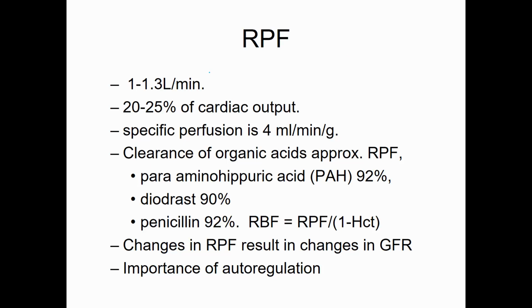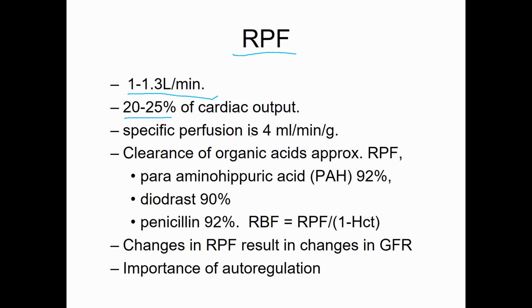So we need to start out with the renal plasma flow. We're going to have blood entering the kidney, and the liquid part of that is the plasma. So you send about 1 to 1.3 liters of blood to your kidney per minute. That's 20 to 25% of the cardiac output. That's a lot of blood. If we index that by weight, it's 4 mils per minute per gram. That's more blood than your brain gets.